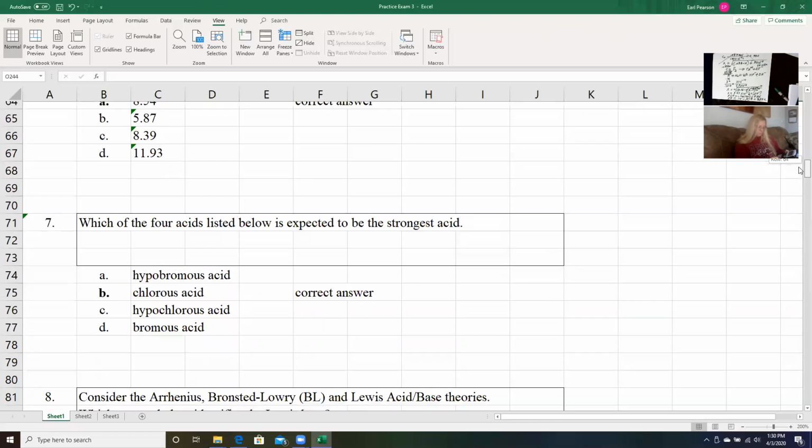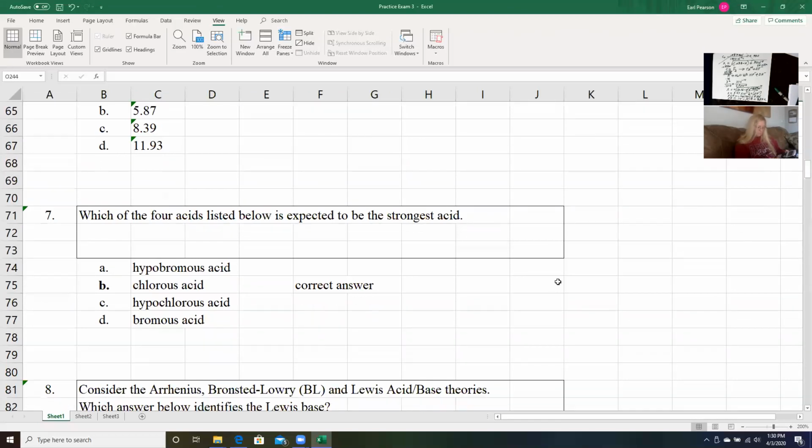Ready for number 7. Which of the 4 acids listed below is expected to be the strongest acid? Well, let's look at them. All of them are weak acids. So essentially this is really an exercise in nomenclature. If you don't know what the formula of these things are from the name, you're kind of sunk. Hypobromous acid comes from hypobromite. Hypochlorite is on your list as OCl minus. So hypobromite is OBr minus.